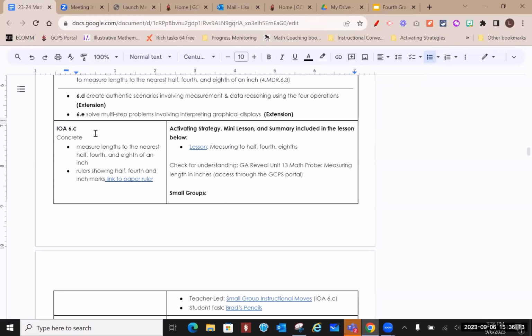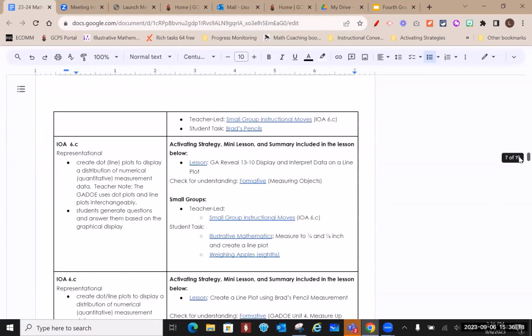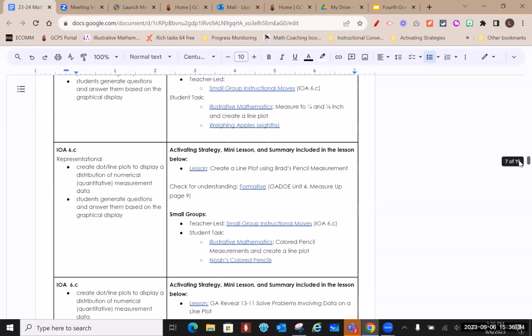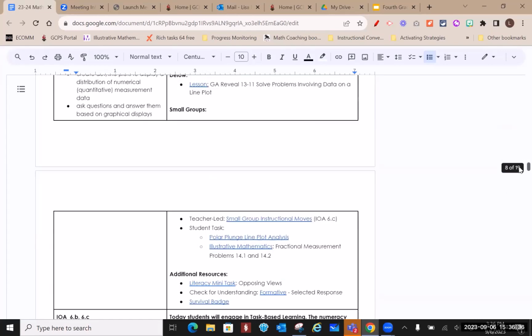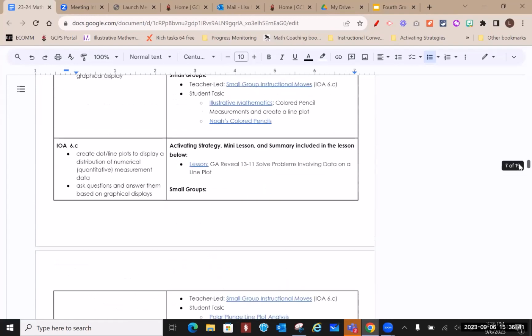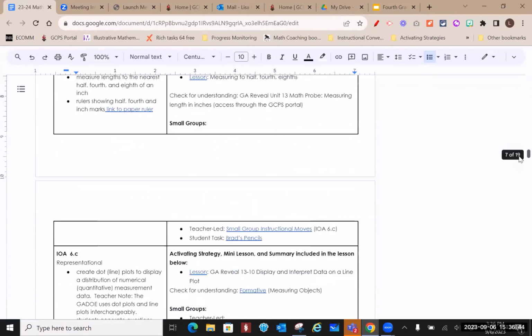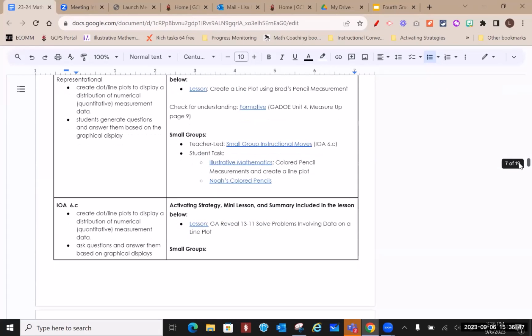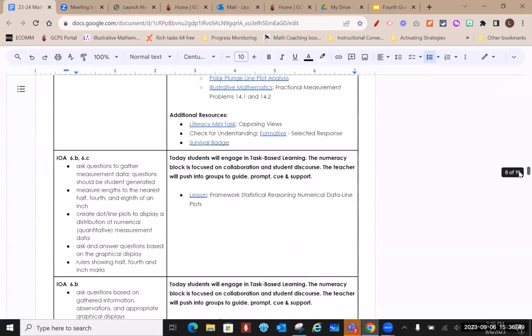So we've already talked through IOA 6C, but I want to scroll down and point out a couple of those things we just talked about. So you can see here, there is a lesson for Georgia Reveal. This is from Unit 13, Lesson 10, and here's the title of the unit. There's another lesson from Georgia Reveal. I'm looking to see if there's anything from the Georgia DOE. I'm not seeing anything right here, but I'll point those out as we get down to those later on in our pacing guide. But let's stop here at this day.